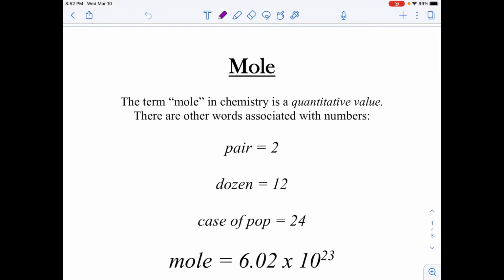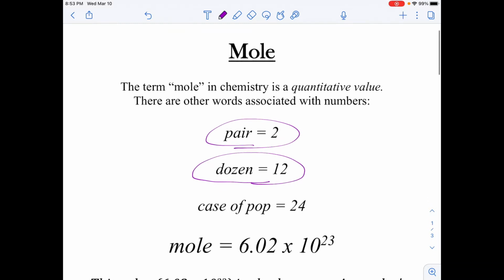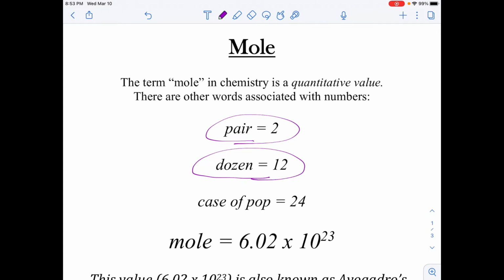So just like you don't buy one shoe, you buy a pair of shoes. Just like you don't tend to buy one donut if you're having a gathering or for your family, you tend to buy a dozen, or 12 donuts. Okay, and you can start to see these quantities that are commonly used, just like a case. You might not buy one individual soda pop or can. Instead, you're going to buy a case, which is 24 cans. Okay, well, similar to that is a mole.